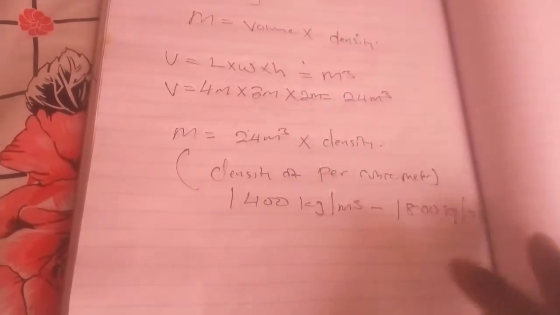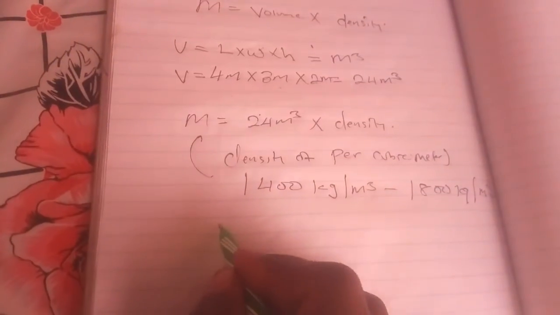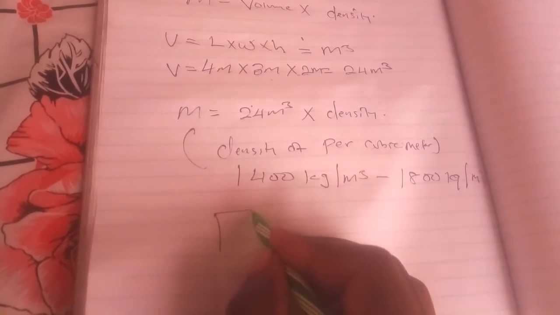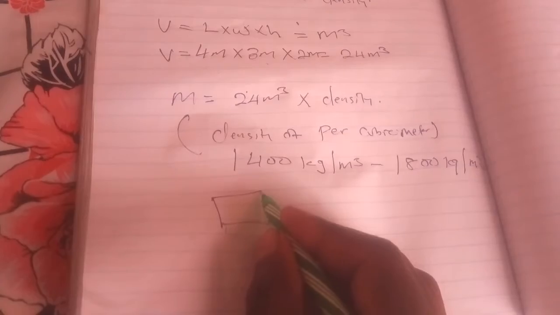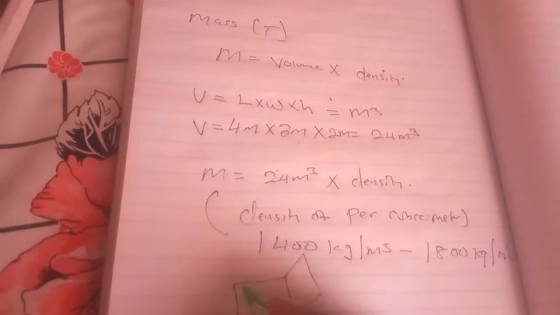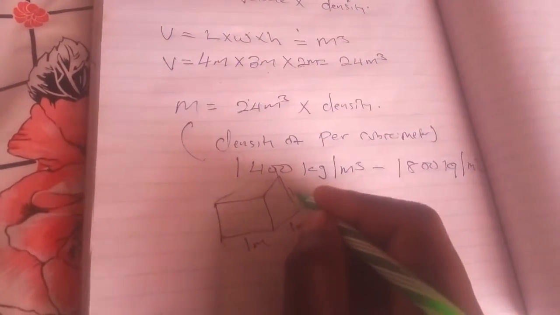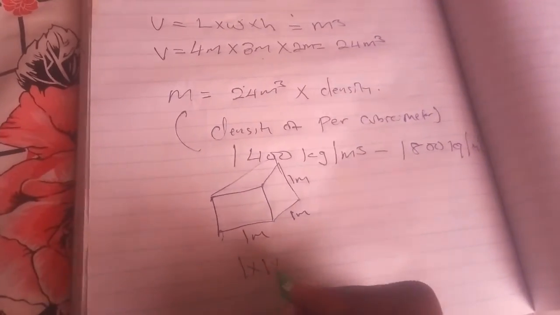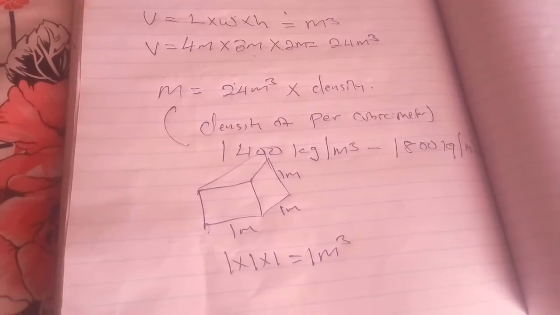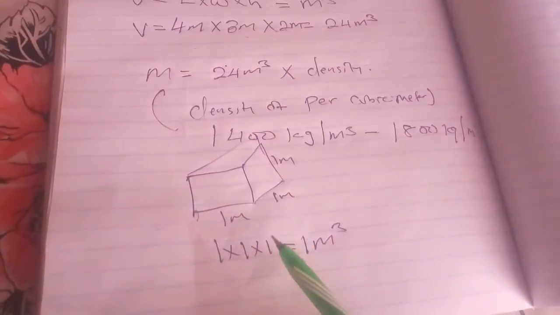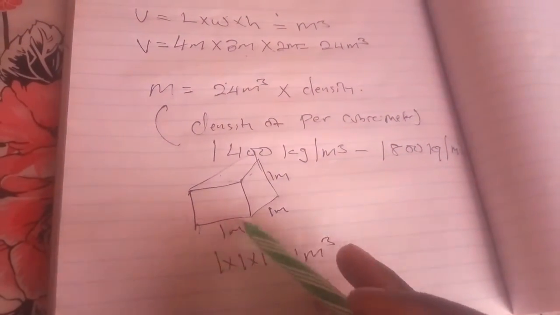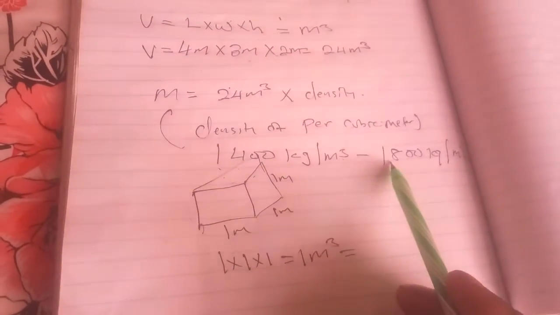What does this mean? Meter cubed means like this. If you have something that is a square, it looks like this. You see? Then here is 1 meter, 1 meter, 1 meter. If you multiply 1 times 1 times 1, you get 1 meter cubed. You get the point? Now, the quantity of sand that will be in this 1 meter cubed container will range between 1400 kgs per meter cubed and 1800 kgs. You get my point?